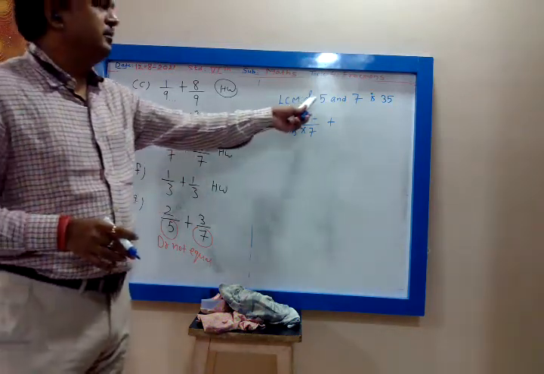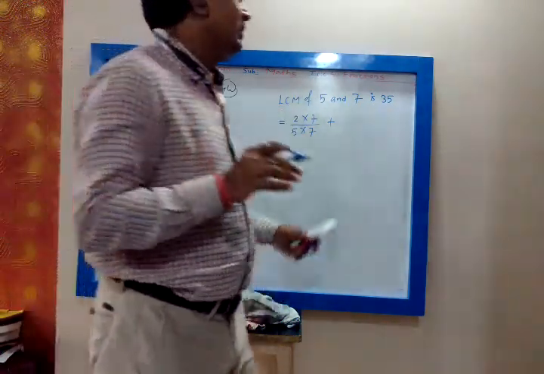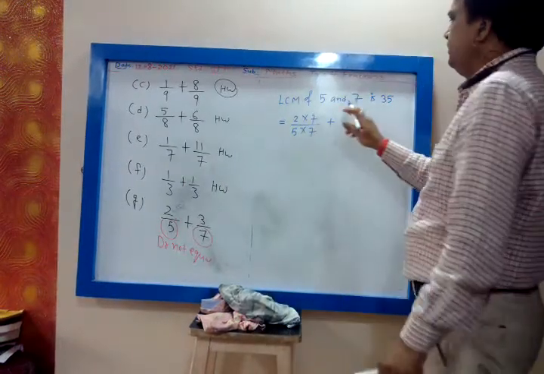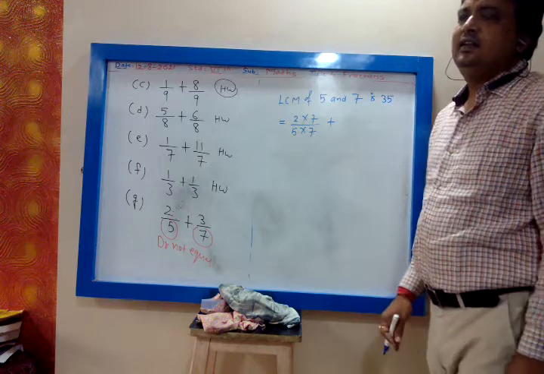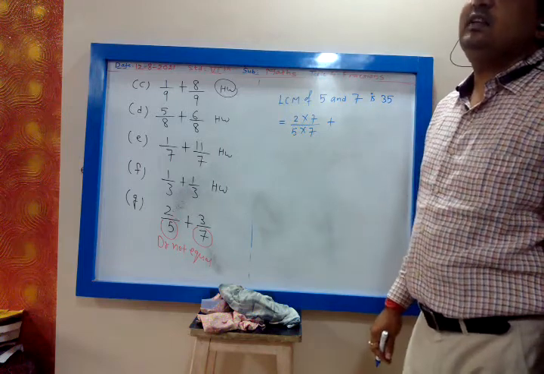We can take LCM directly, because 5 and 7 are prime numbers. The LCM of two prime numbers is their multiplication.